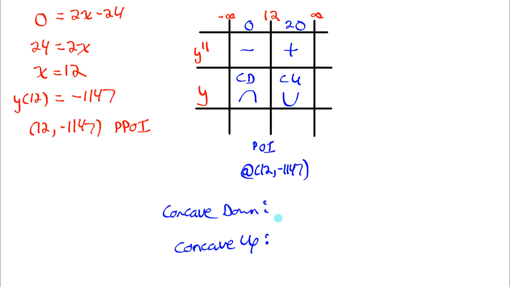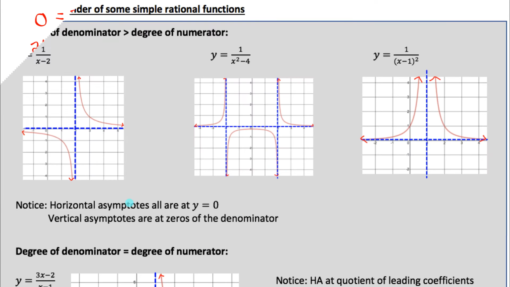The function's concave down for all x values less than 12, and concave up for all x values greater than 12. All right, let's move on to part 2, where I give you a little bit of a reminder about stuff you would have learned in previous courses. So how do we find the asymptotes of rational functions?